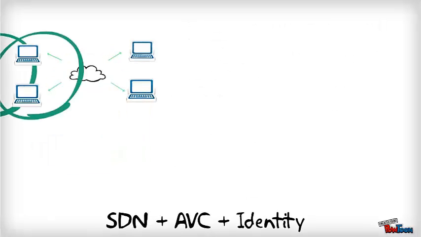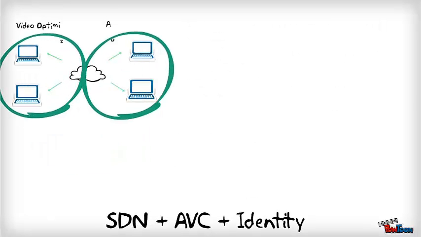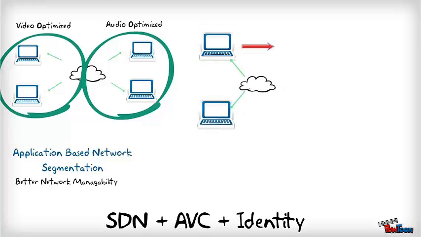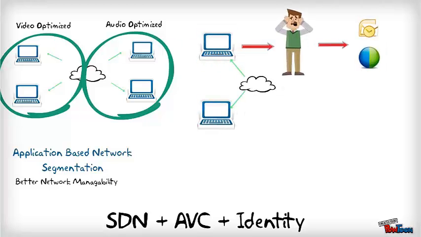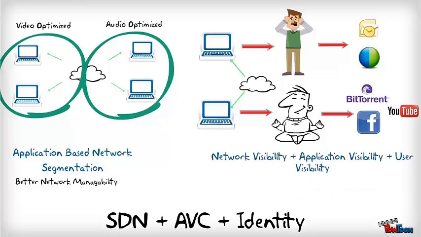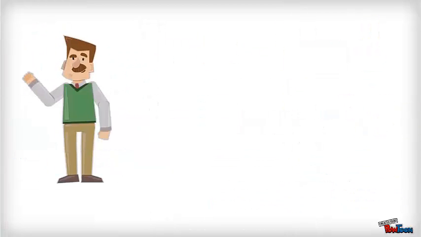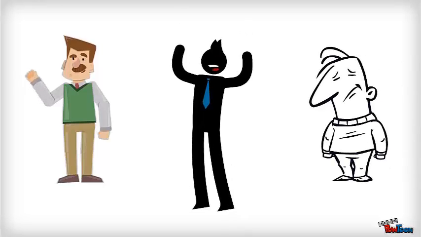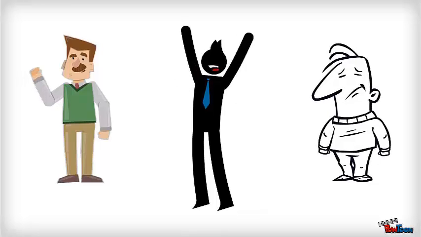And finally, SDN plus AVC plus Identity provides an application-based network segmentation, for better network management, and a complete visibility into the network, users and their applications, for a per-user application policy. All in all, our solution brings happiness to a lot, sadness to a few, and is the perfect tool our network manager was looking for.